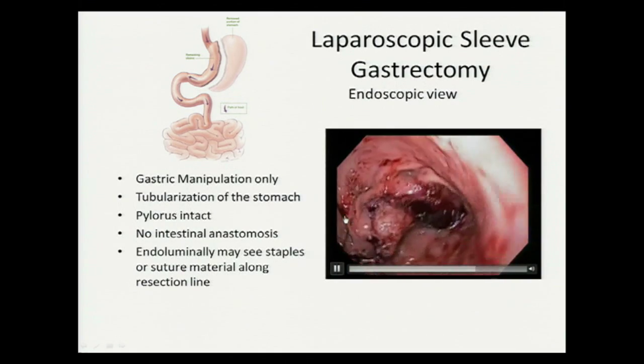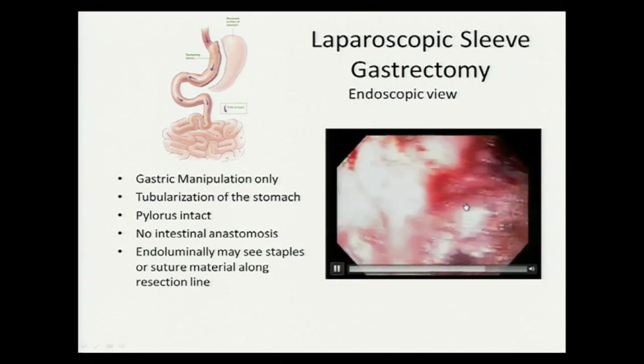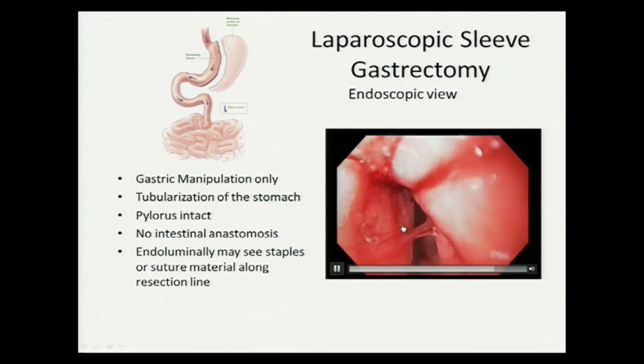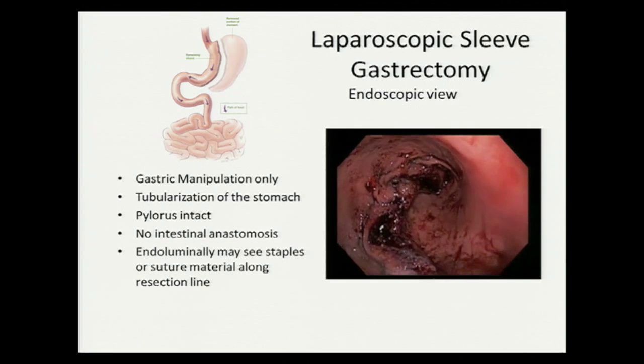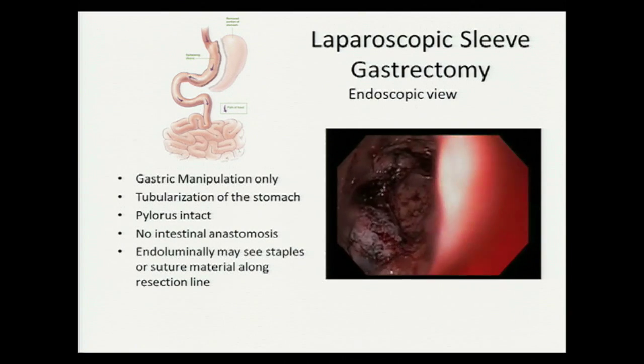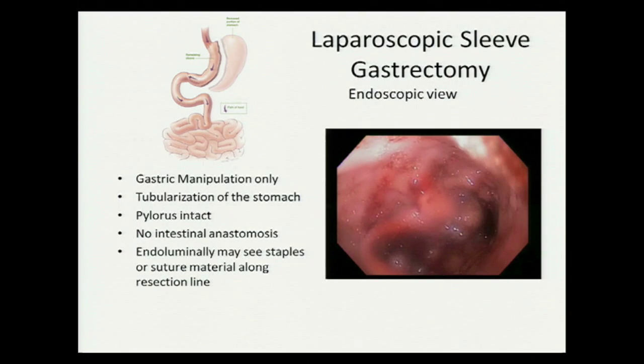But you can see all this folded up tissue that is within the gastric lumen itself. And that's what it's going to look like endoscopically. When you go back at a later time and look at these patients, a lot of times that folding will still be present. So the endoscopic view is typically like that. Remember, again, the pylorus is intact and there's no anastomosis. You may see suture material as well as staples endoscopically.